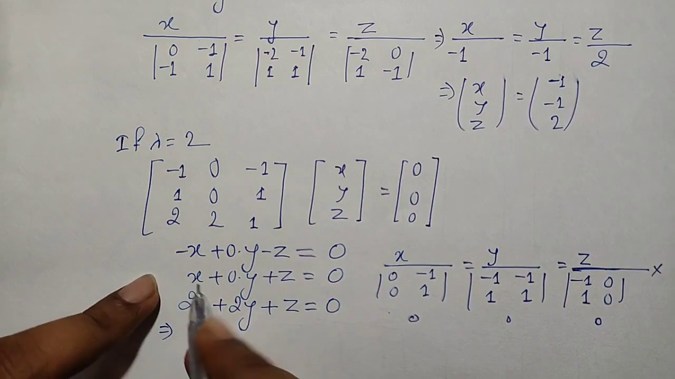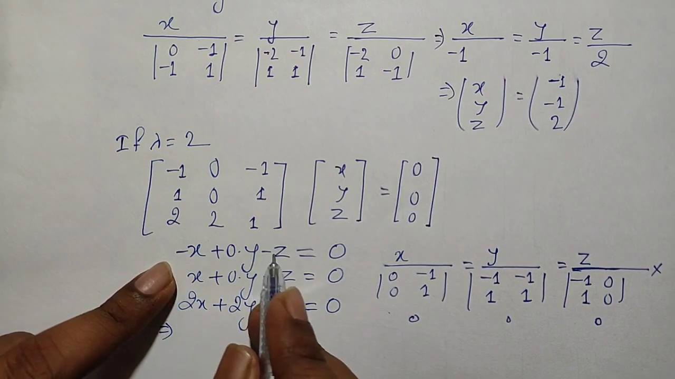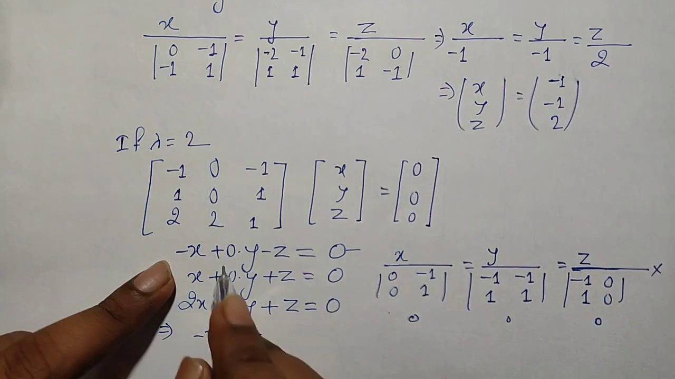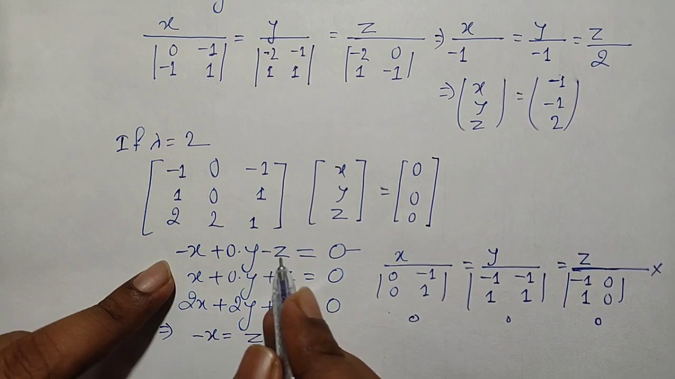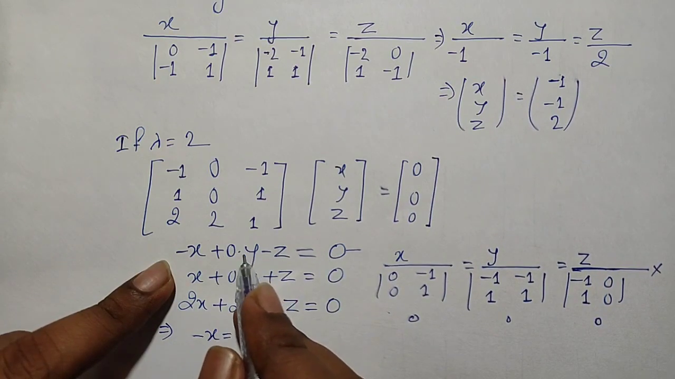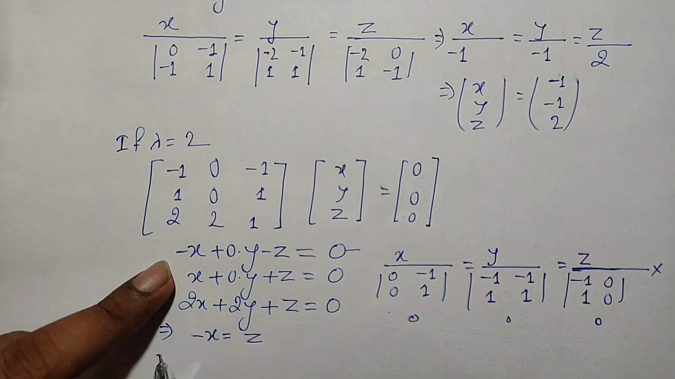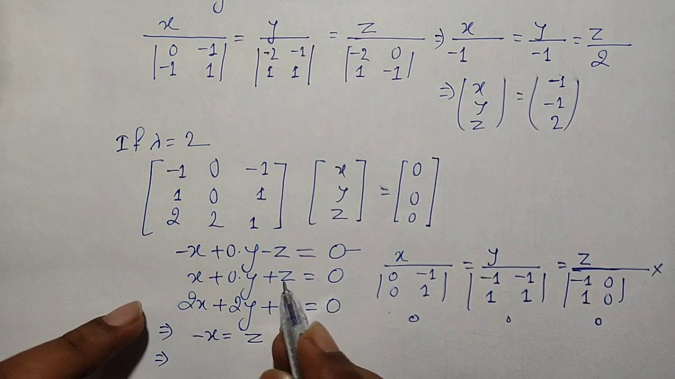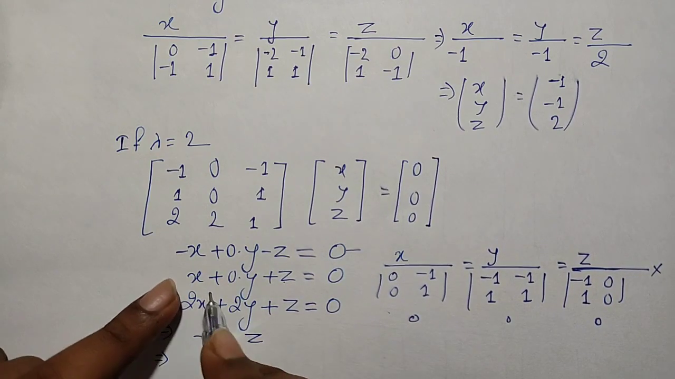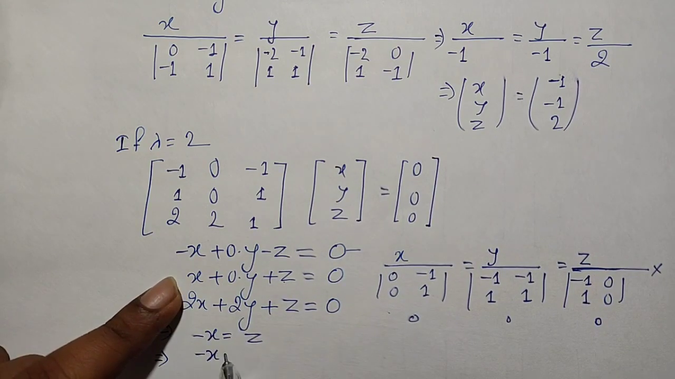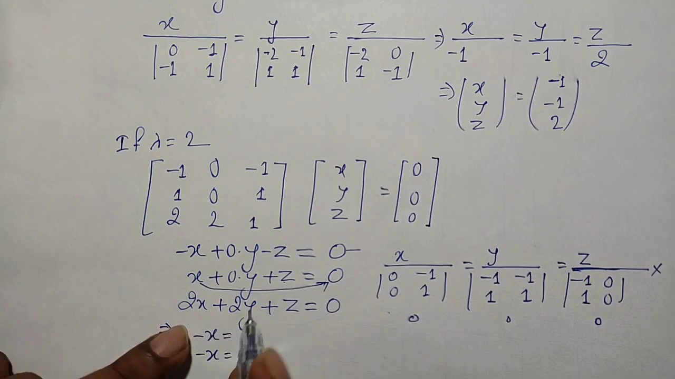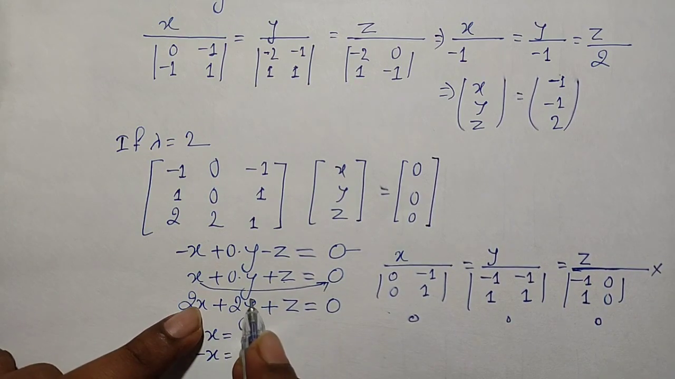From here we can form an equation: minus x equals z, because this negative z is brought to this side, and y will get 0. So minus x equals z. Similarly, from here also we will get x equals minus z, which means the thing is the same, or we can write minus x equals z, because I have brought this x to this side, so positive turns negative. And from here we are clear that y is equal to 0.